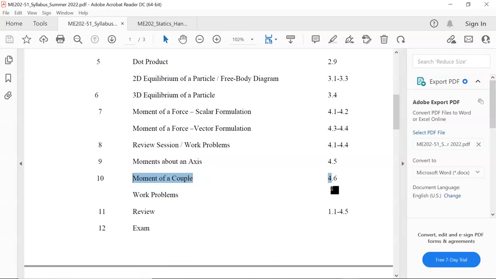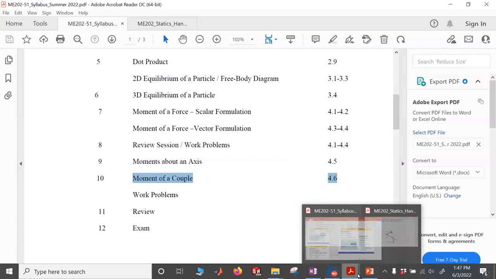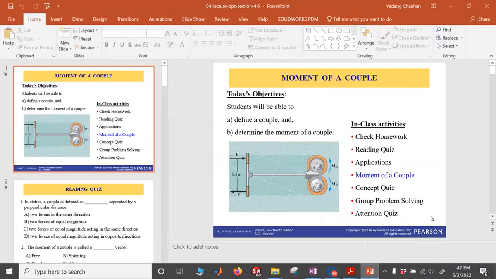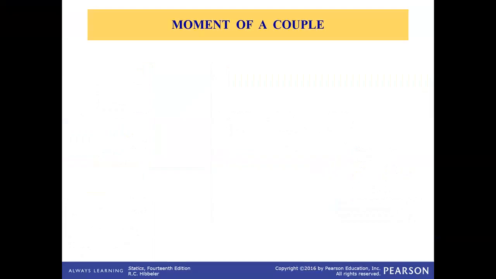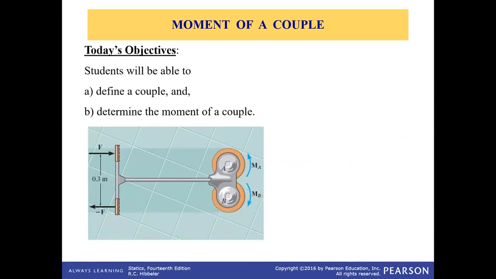Moment of a couple, topic 4.6. Today's objective is to learn how to define a couple and determine the moment of a couple.